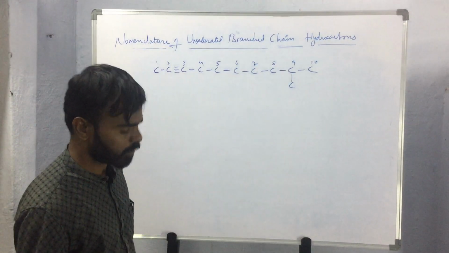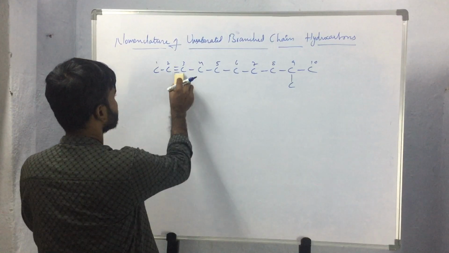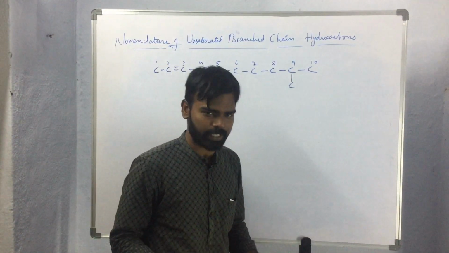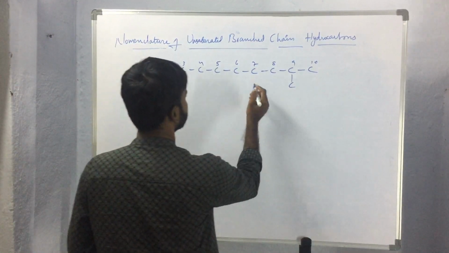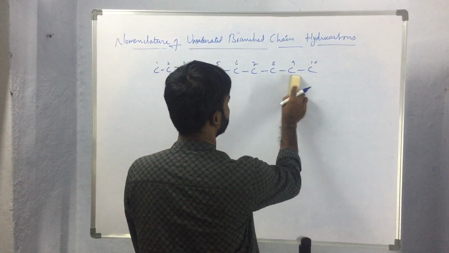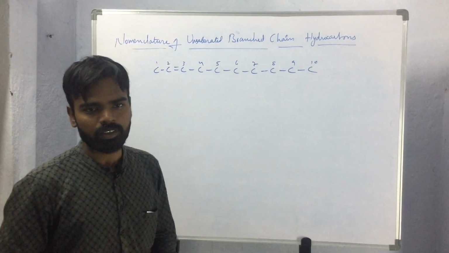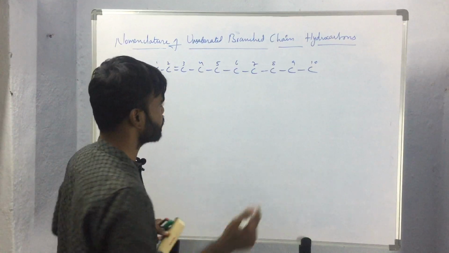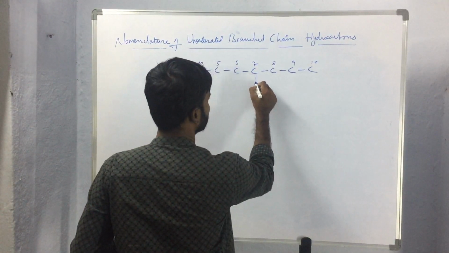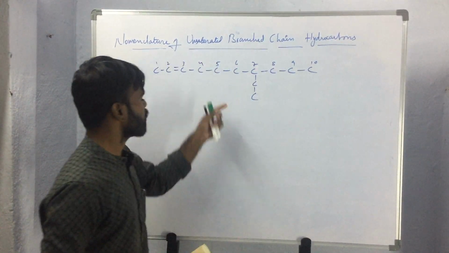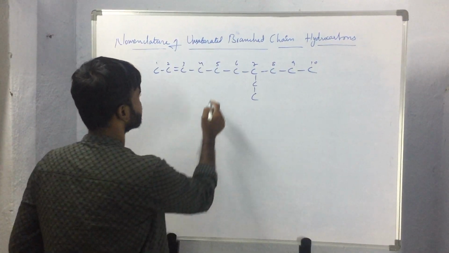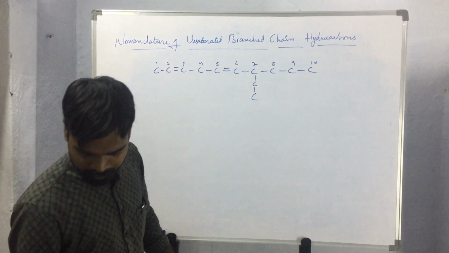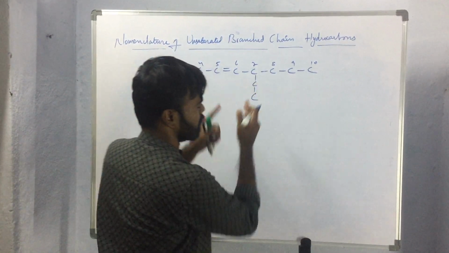Okay. What if more than one unsaturation is present here? Let us consider the presence of multiple unsaturations in the given compound. So let us consider the compound, and here two double bonds are present. So in this case, how to name these compounds?